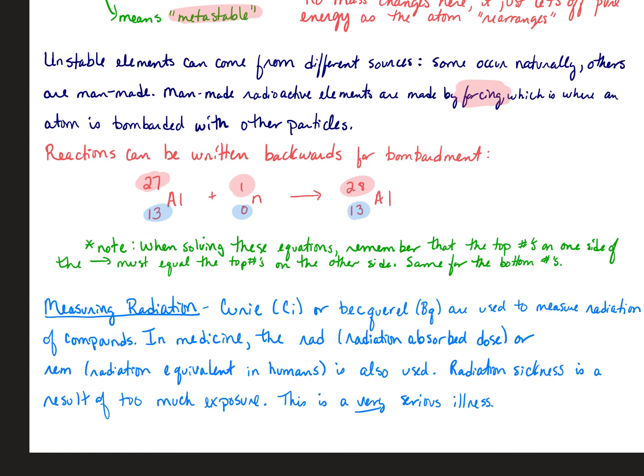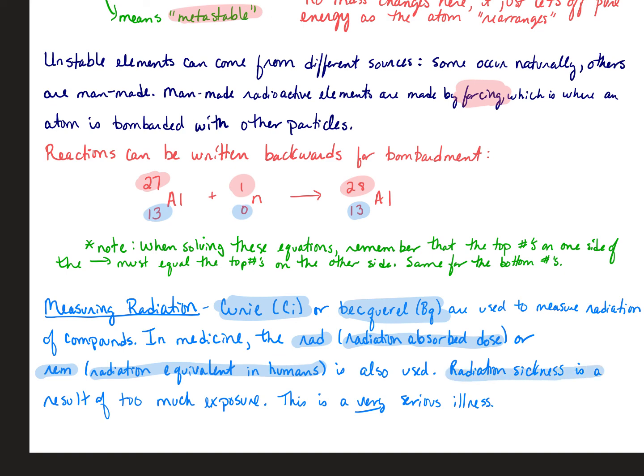So you also know measuring radiation is usually in a curie or a becquerel, at least in the scientific world. But when it comes to medicine, we use rads, which stands for radiation absorbed dose, or rems, which is radiation equivalent in humans. So those types of terms are also used.